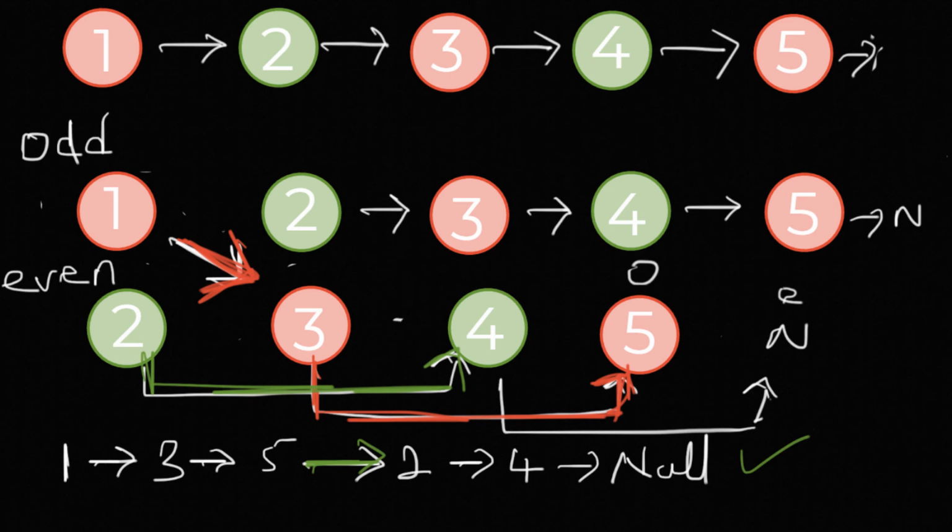The fast runner moves 2 steps at a time, and the slow runner moves 1 step at a time. So the slow runner would point to odd nodes, and the fast runner, since it moves 2 steps at a time, would point to even nodes. Then you can create a new node at every instance of the fast and slow runners, maintaining the two lists as you go, and join those two lists at the end.